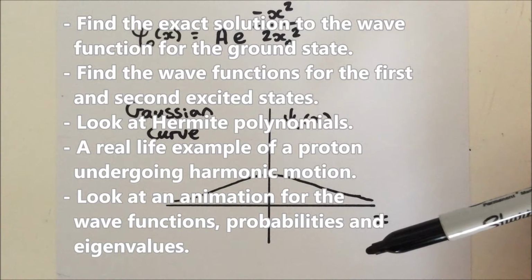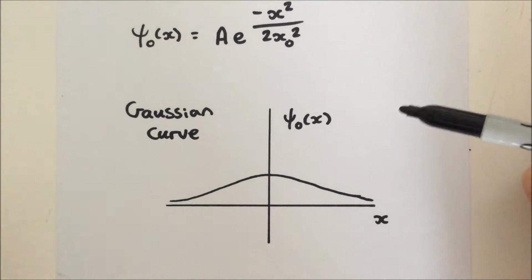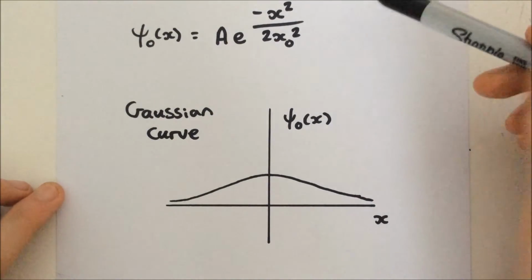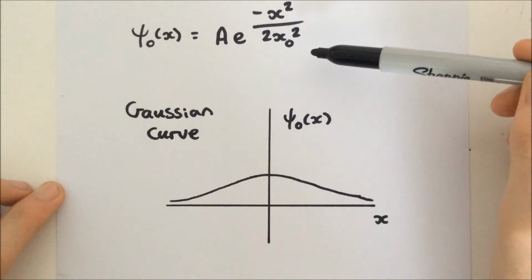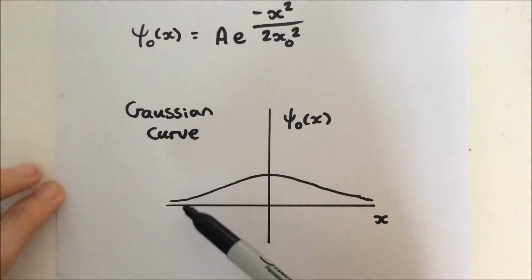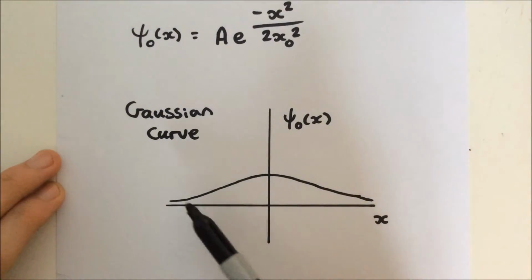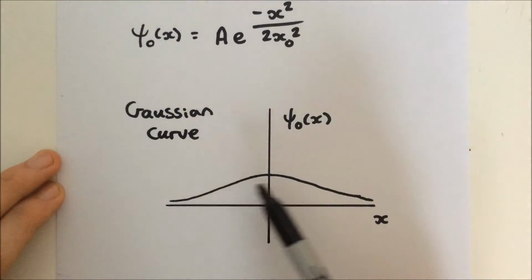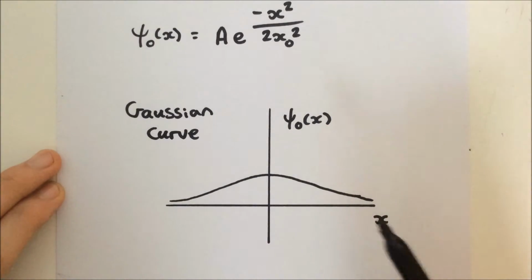of the harmonic oscillator. So, in the previous video, we solved the differential equation and it gave us the wave function for the ground state. And if we graph it, we can see it has a nice smooth peak. Okay, and this is a Gaussian curve.